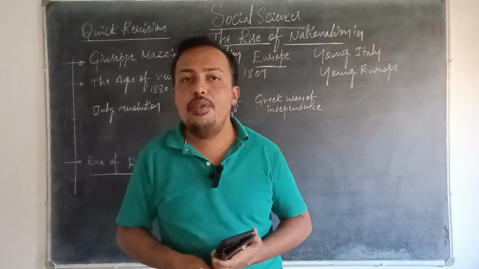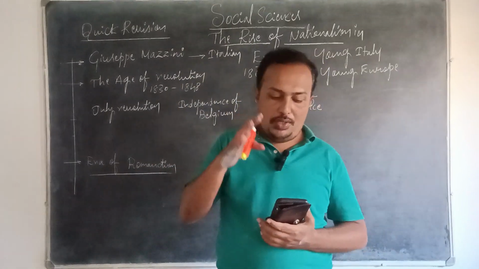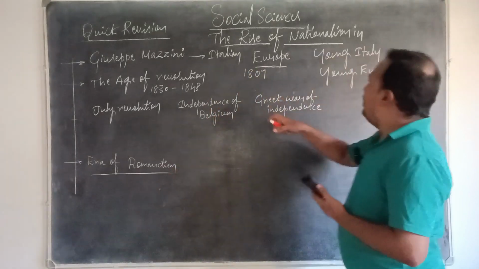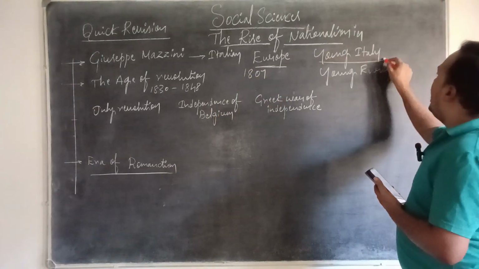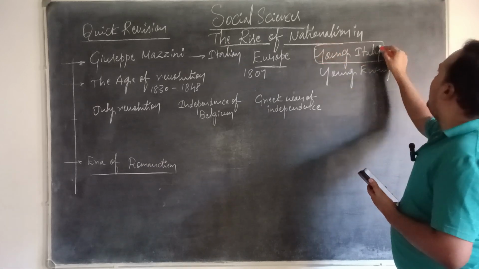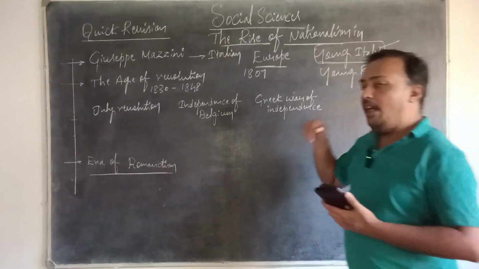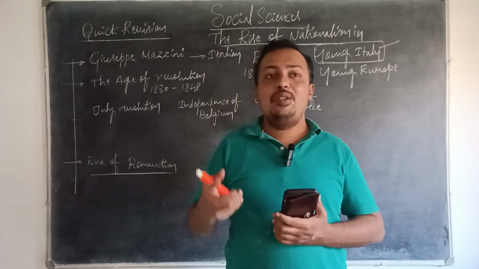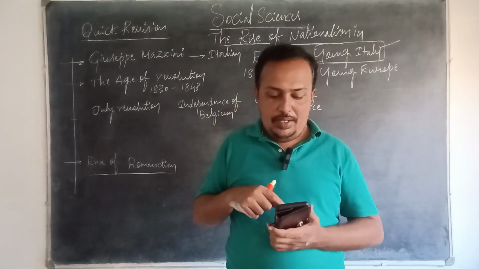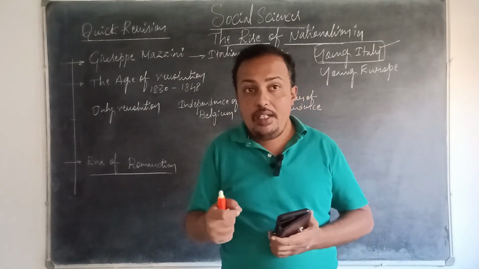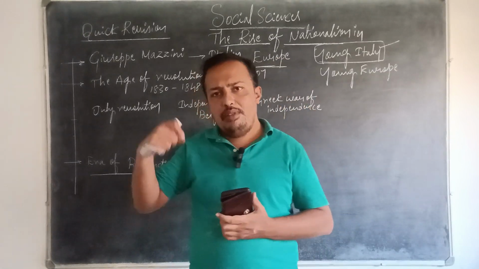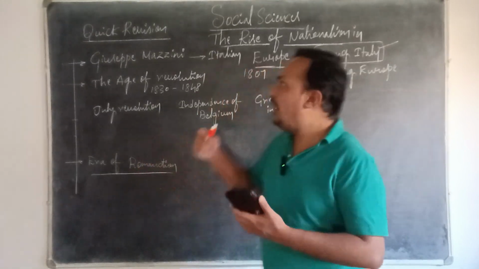Young Italy was founded in Marseilles. Young Europe was founded in Bern. The formation of the secret association in Italy was to unify Italy into a nation state. The aim behind the establishment of Young Italy was to unify Italy into a nation state. Giuseppe Garibaldi, who was a disciple of Giuseppe Mazzini, was a member of this Young Italy.